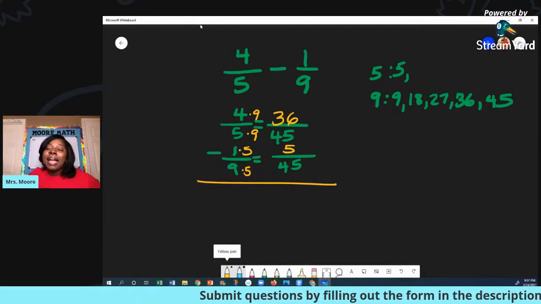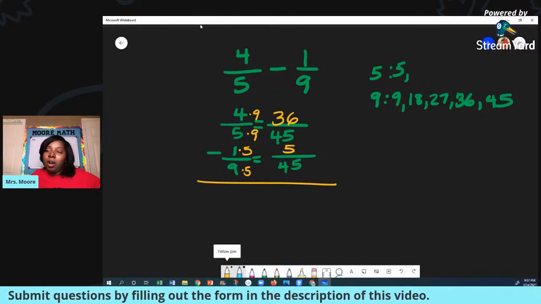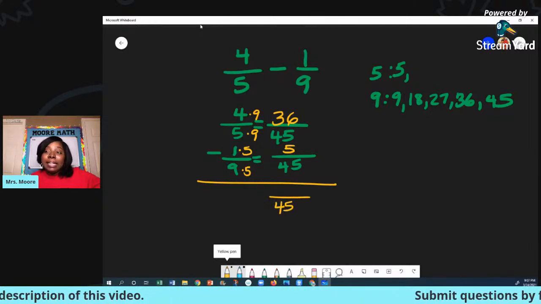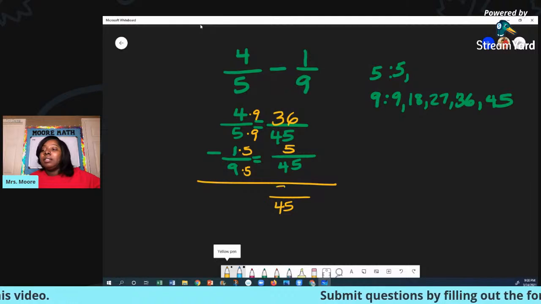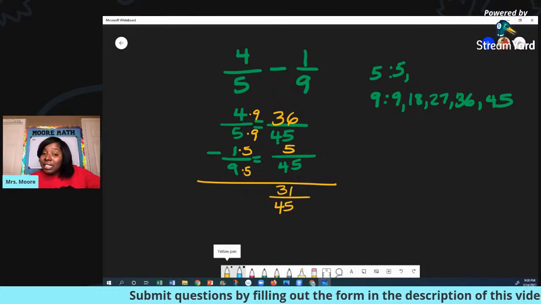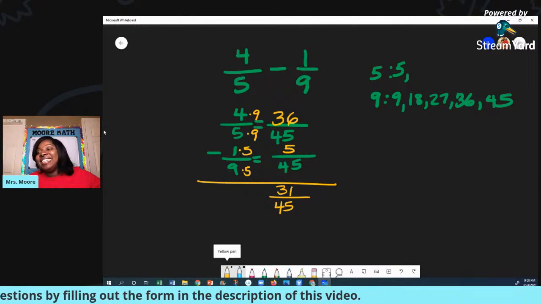We are subtracting here. So 36 minus 5. We always keep that denominator the same. Okay, so we're just doing 36 minus 5, and our answer is 31 over 45. Now, can we reduce this? No. So we are done.